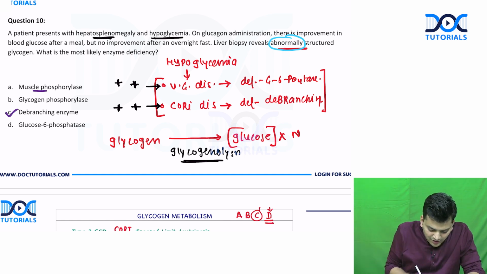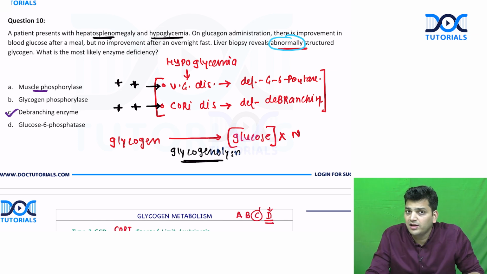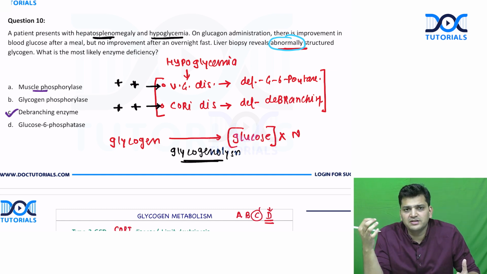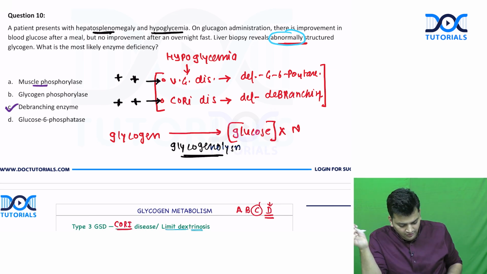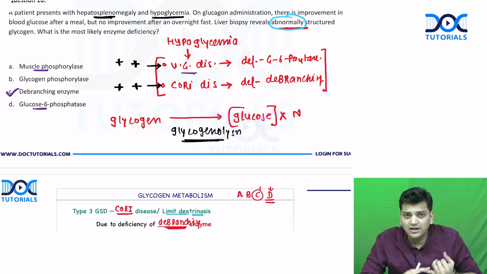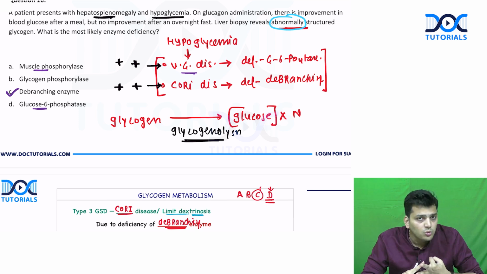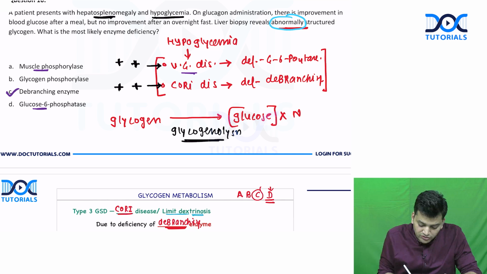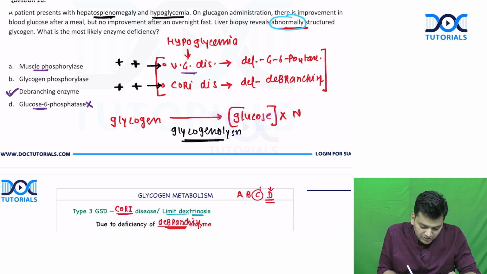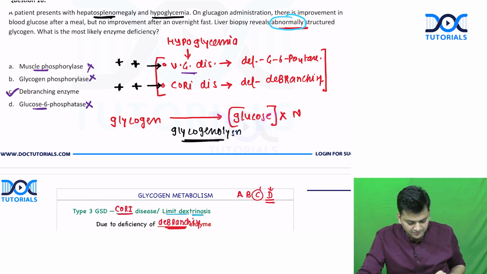If you see the first one, the muscle phosphorylase deficiency, that is type 5 glycogen storage disease, where the patient is going to have a problem when doing some physical exertion: muscle pain and dark urine. That is McArdle's disease, the muscle phosphorylase deficiency, right? Glucose 6-phosphatase was von Gierke, I told you. There is hypoglycemia and hepatosplenomegaly, but no abnormally structured glycogen in this disease. In glucose 6-phosphatase deficiency there is going to be hyperuricemia and hyperlipidemia, which is not given in the choice. So these cannot be the answer.